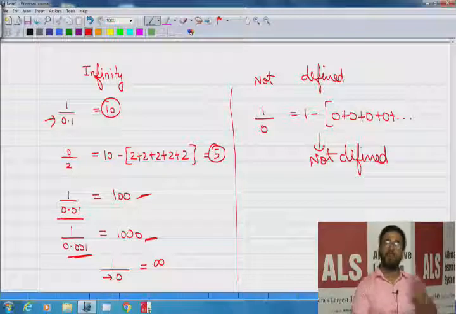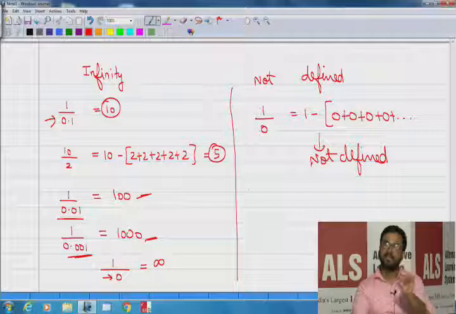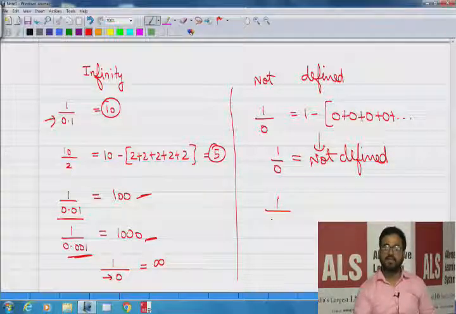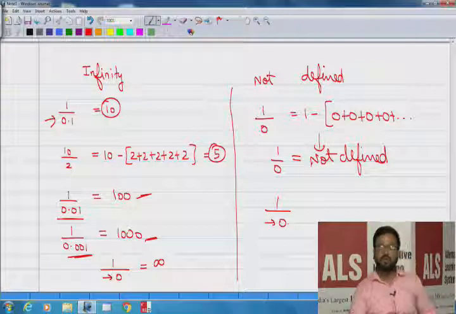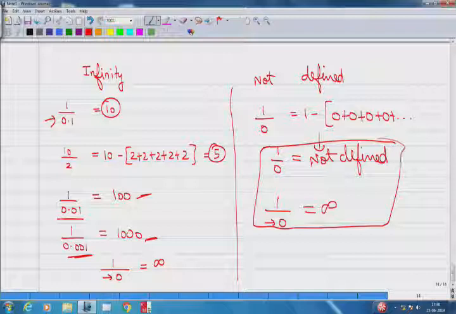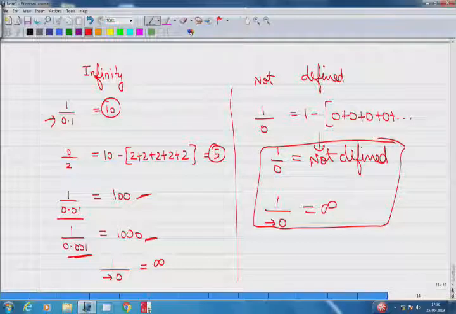So always remember, when the denominator is exactly 0, that is not defined, and when the denominator is very close to 0, that is infinity. This is the difference between not defined and infinity. So the cosec of 0, that is 1 upon 0, is not defined. Cot of 0 degree, that is also 1 upon 0, is not defined, not infinity.